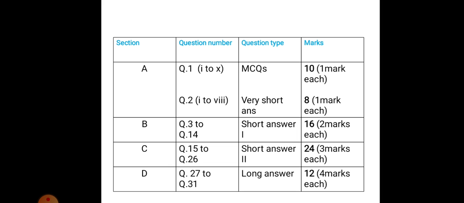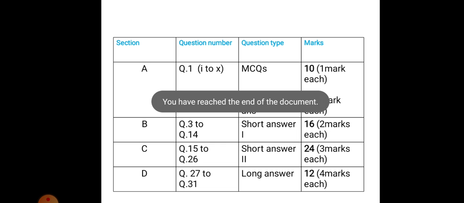Section B is from 3rd to 14th. It is a short answer type question, 2 marks for each question. You have to attempt 8 out of 12, so you'll get 16 marks. Section C is from question number 15 to 26. This is also short answer type but of 3 marks, so 8 out of 12, so you'll get 24 marks. Then section D is of 5 questions from 27 to 31. They are long answer type questions, so each question carries 4 marks, and out of 5 you have to attempt 3. So in this format we have summarized the actual mark distribution for your 70 marks question paper.